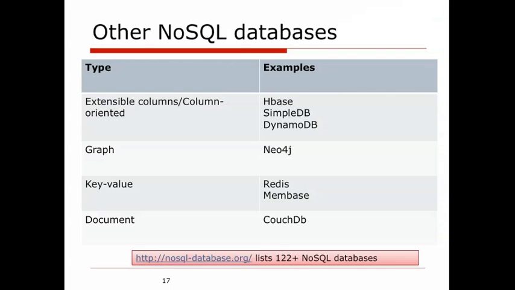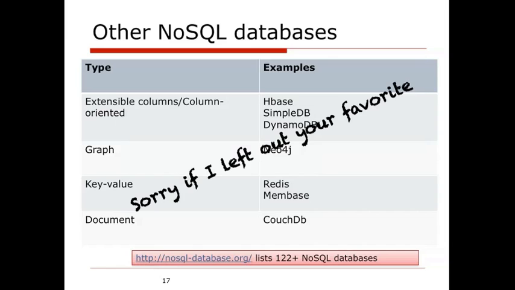Mongo and Cassandra are two very high-profile NoSQL databases, but there are many more. If you go to NoSQLdatabases.org, there's a list of 100+ NoSQL databases. And I've listed a few of them on this slide. But if I haven't mentioned your favorite, I apologize.